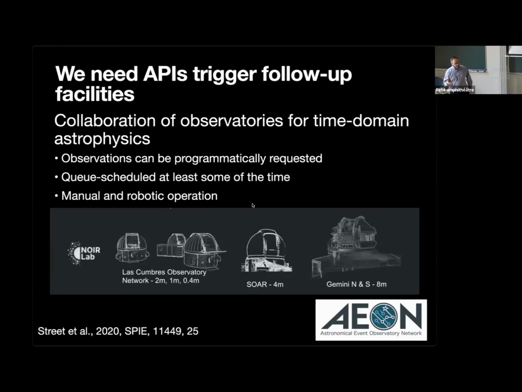With all of this in mind, we created something called AEON. So this is the Astronomical Event Observatory Network, which is a collaboration between telescopes. So the original partners are Las Cumbres, SOAR, and Gemini. And we set up a common set of APIs so that any one of these telescopes can be triggered via an automated system, much like ATOM that I showed you briefly before.